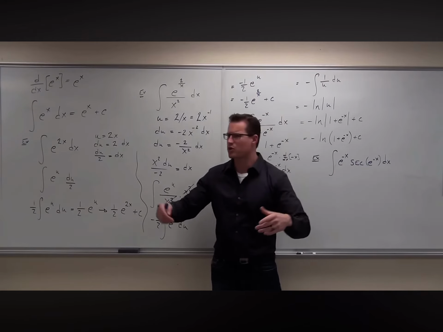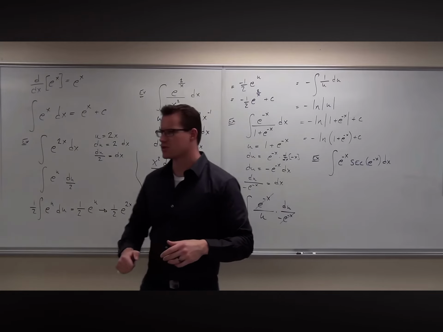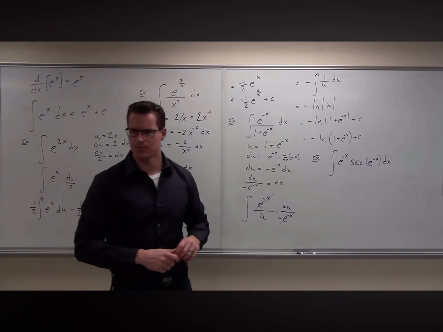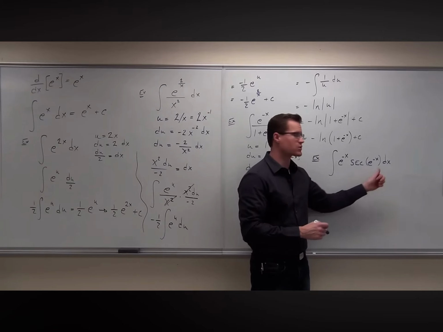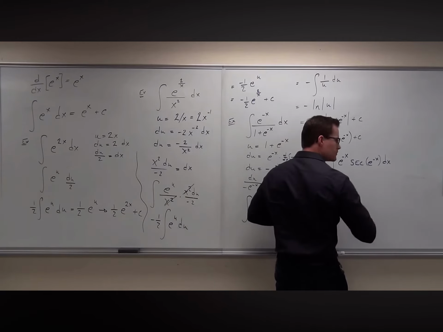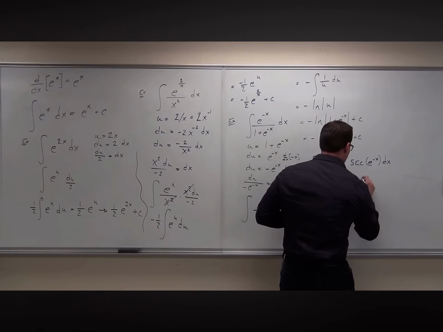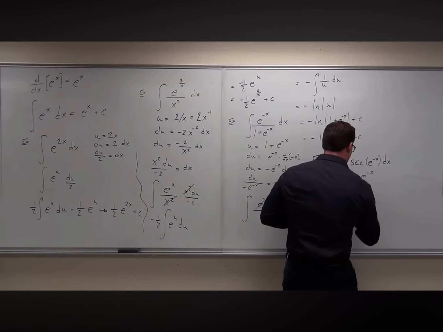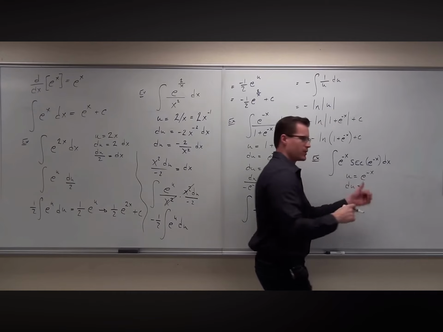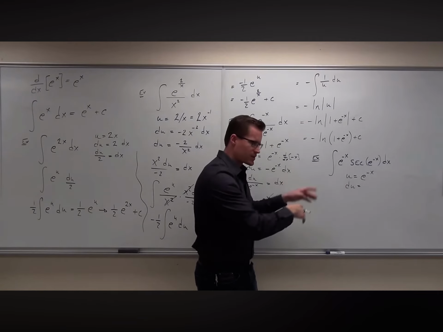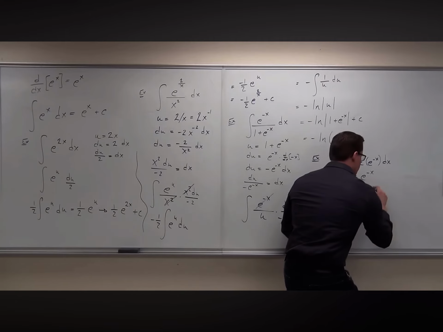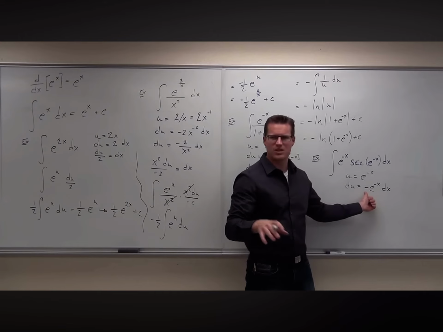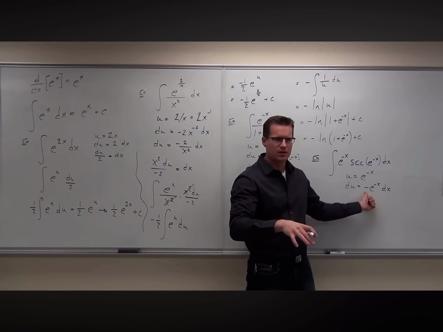What's the appropriate choice for our substitution here? The e to the negative x inside the secant. Yeah, that's the appropriate one. If we pick this one, we just dealt with this, so I'm not going to bore you with asking you again. The derivative of e to the negative x is negative e to the negative x dx. Again, do you understand where the negative's coming from? Tell me where that comes from, please. The chain rule. Perfect, chain rule.